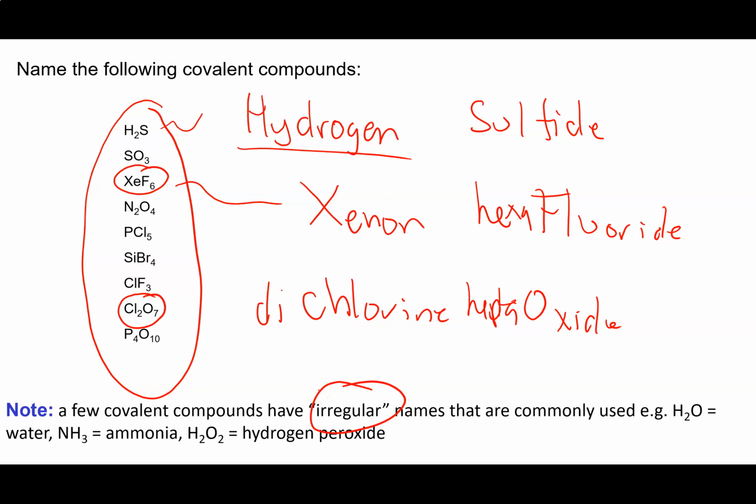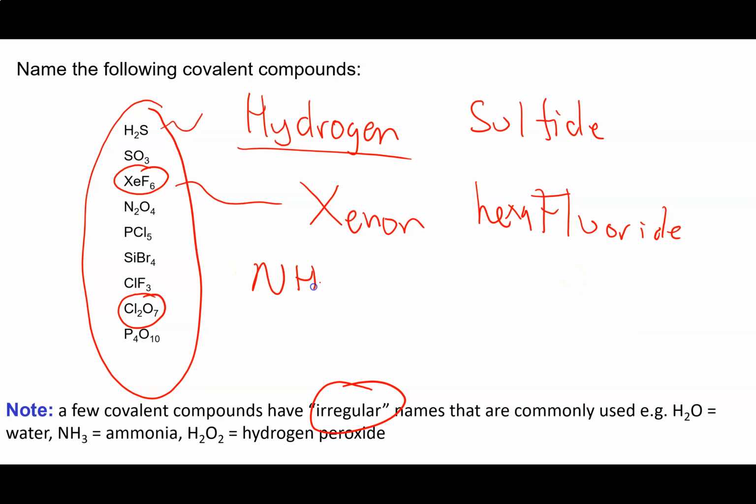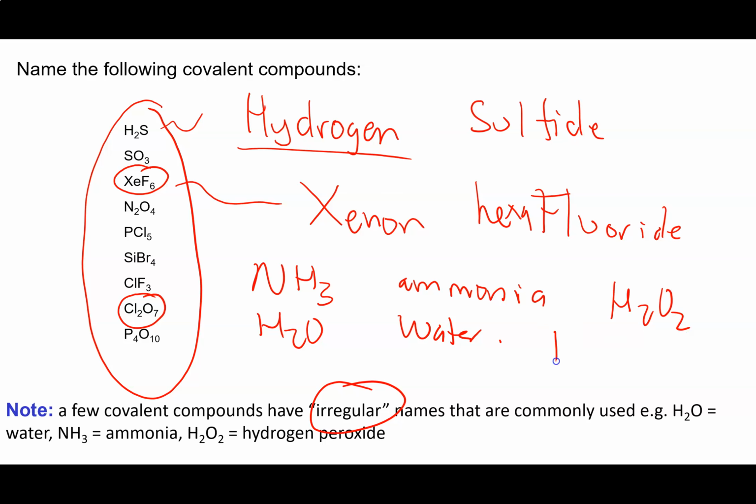Now, something to be aware of is that a few compounds have what we call irregular names. And we never, or very rarely, see this naming system used for them. The big ones that we're going to be seeing are NH3 for ammonia, and H2O for water. And then sometimes we're going to see H2O2 for hydrogen peroxide. People are going to assume that you know what these are.